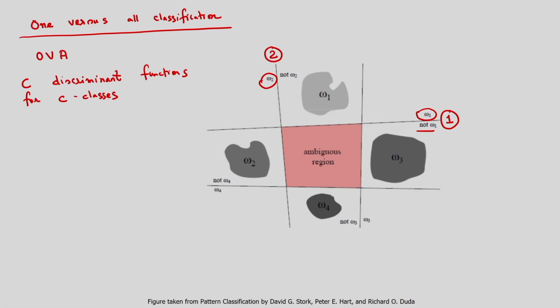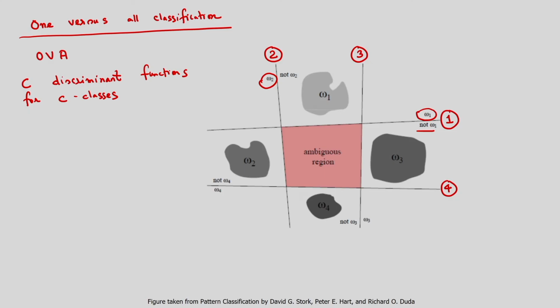And similarly, if I consider omega 3, suppose this is the decision boundary 3. On one side it is omega 3 and on the other side it is not omega 3. And if I consider decision boundary number 4, on one side it is omega 4 and the other side is not omega 4. That means I am comparing one class with all. That is why it is one versus all.